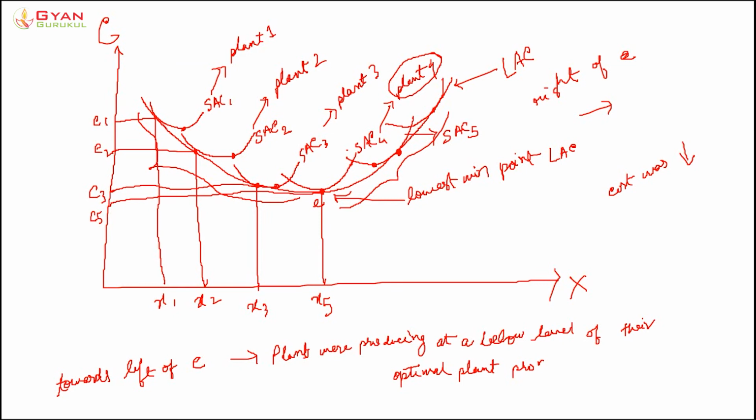They are producing towards the right of their lowest minimum point, which means that they are operating at a higher level than their optimal size, right? They are operating higher than the optimal size.